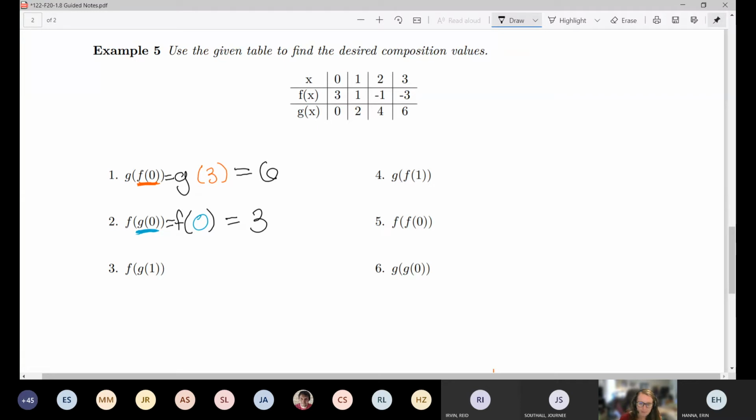Same idea for the rest of them. Maybe I'll try to save a little bit of time and not switch the colors. If the colors are really helping, just let me know. So g of 1 is 2. And then f of 2: g of 1 gave us 2, and then f of 2 gets us negative 1.